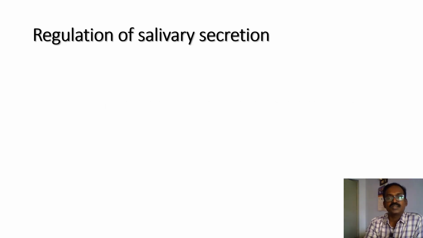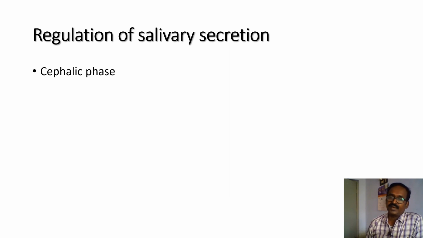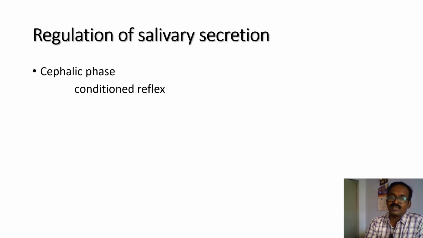Regulation of the salivary secretion. In the cephalic phase, it is mainly controlled by the higher centers like the cerebral cortex. In the cephalic phase, the salivary secretion is stimulated by the sight. When we are seeing the food or smelling the food, it stimulates the higher center, and it increases the salivary secretion. So it is a conditioned reflex.